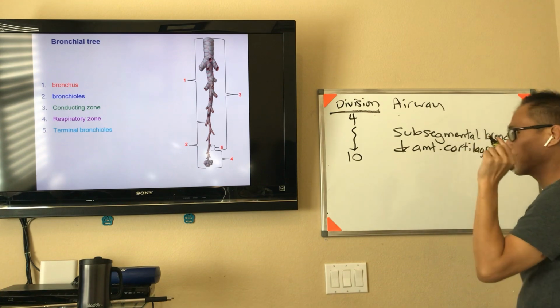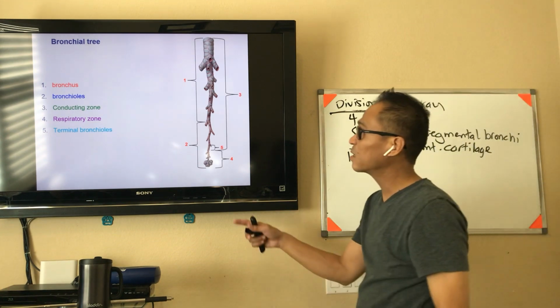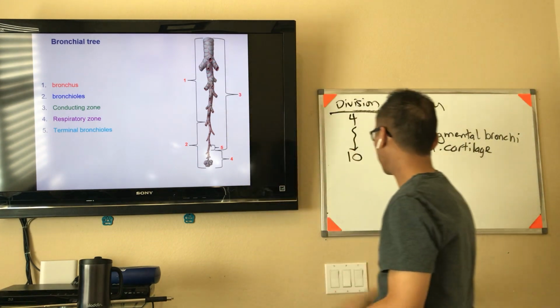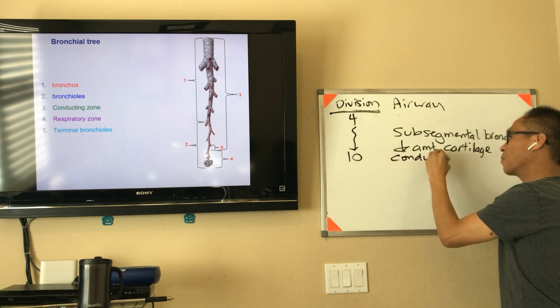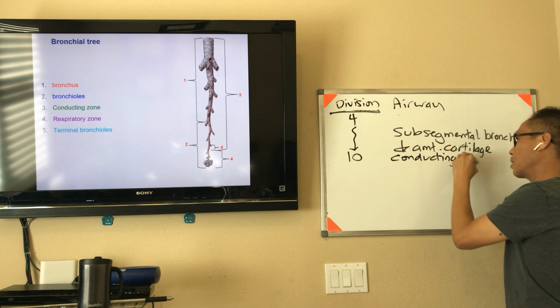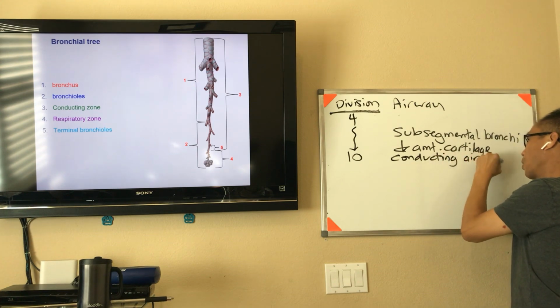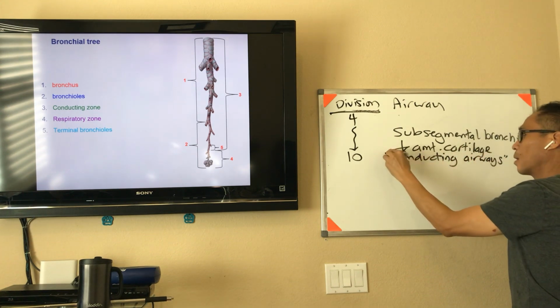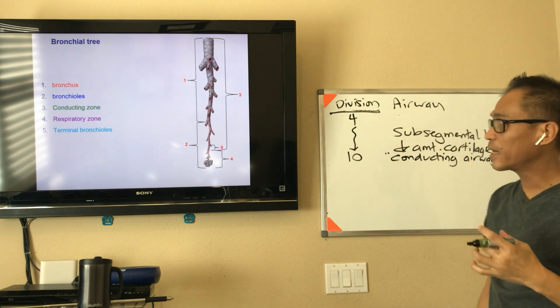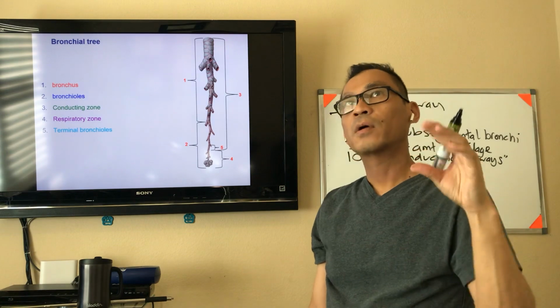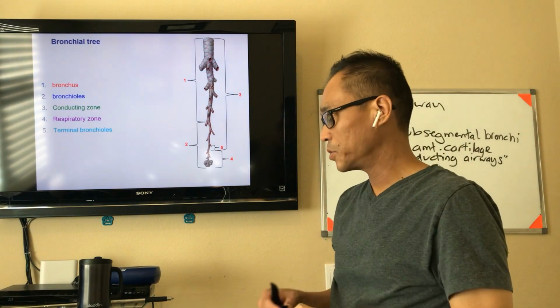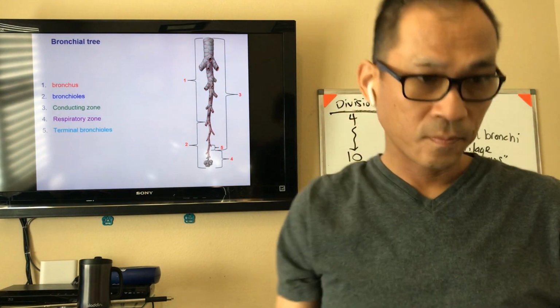Still considered your conducting airways because there's no alveolar spaces yet, okay? Still part of your quote unquote conducting airways. So as we're thinning out here, the airways are getting smaller, the mucosal layers are getting smaller, but there's still some cartilage here, okay?